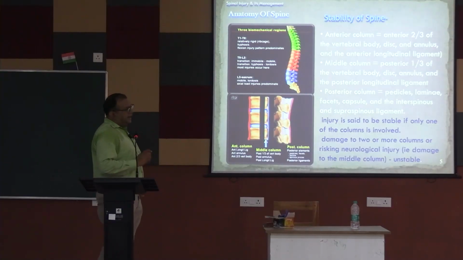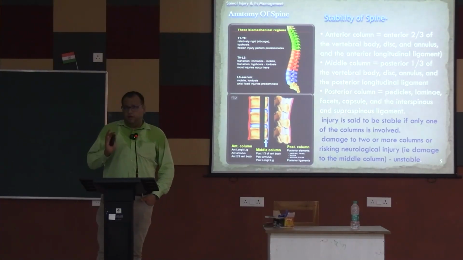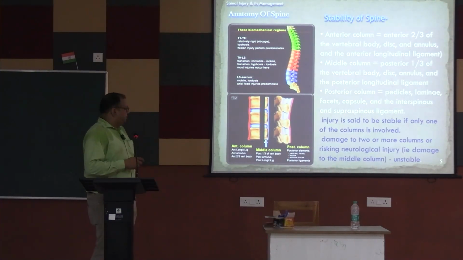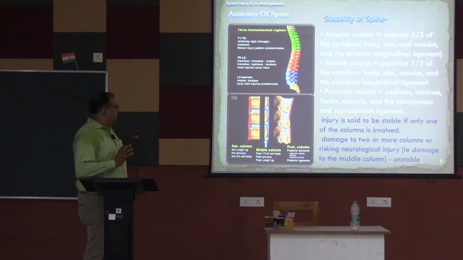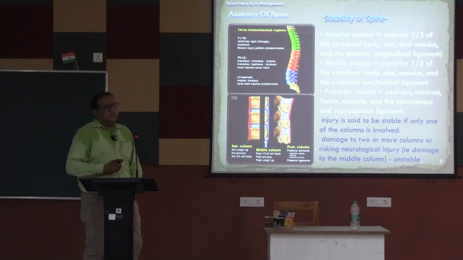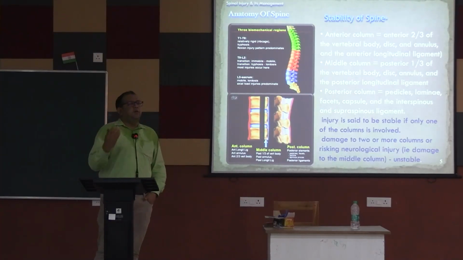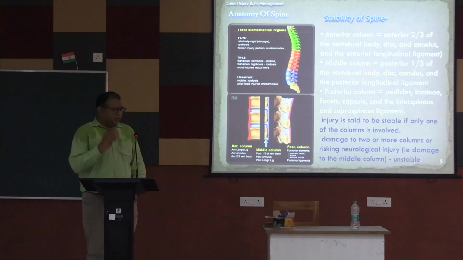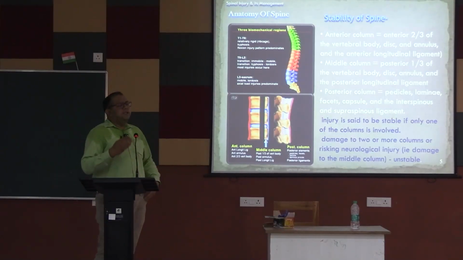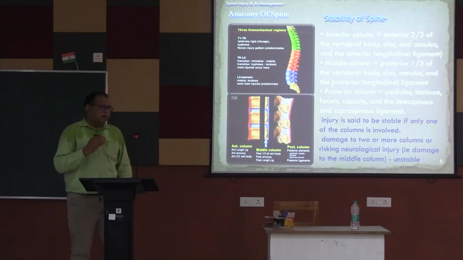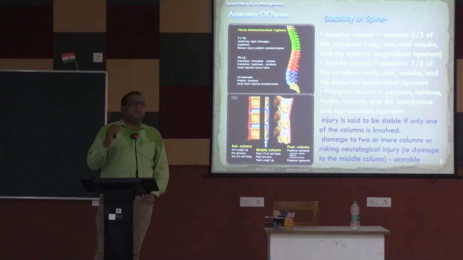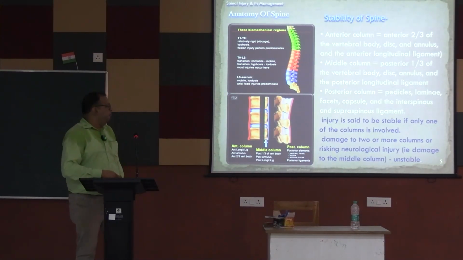Now, any one of the columns may fail during a trauma or an injury. An injury is said to be stable if only one of the columns is involved. With damage to 2 or more columns, there is a risk of neurological injury. That is what we evaluate when we are diagnosing the patient. We go in for a CT scan, we go in for an MRI, just to see in the sagittal section which column has been injured. If all 3 columns or more than 2 columns have been injured, this patient will go into neurological compromise soon, even if it has not occurred earlier.